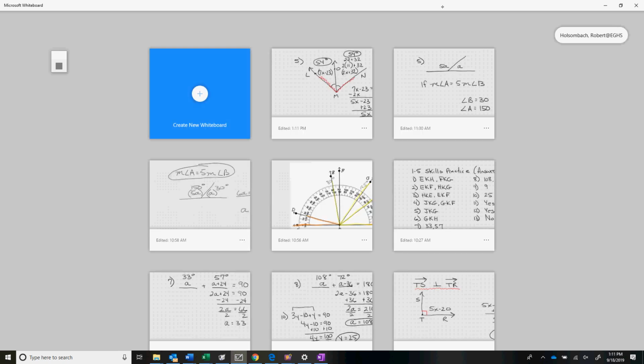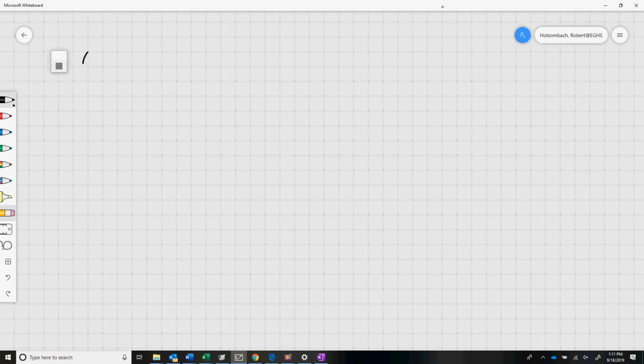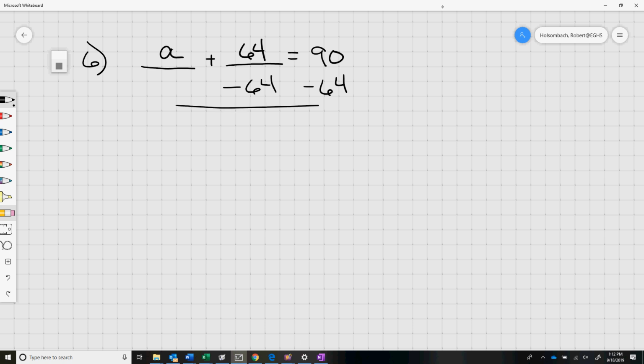Number 6. The complement of an angle is 64. What is the measure of the angle? You've got two angles. You've got an angle plus an angle equals 90 because it says the complement of an angle. So it says the complement is 64, so that means that A plus 64 is equal to 90. So if you just subtract 64 right here, your A will be equal to 90 minus 64. It's 26. So the angles are 26 and 64 degrees.